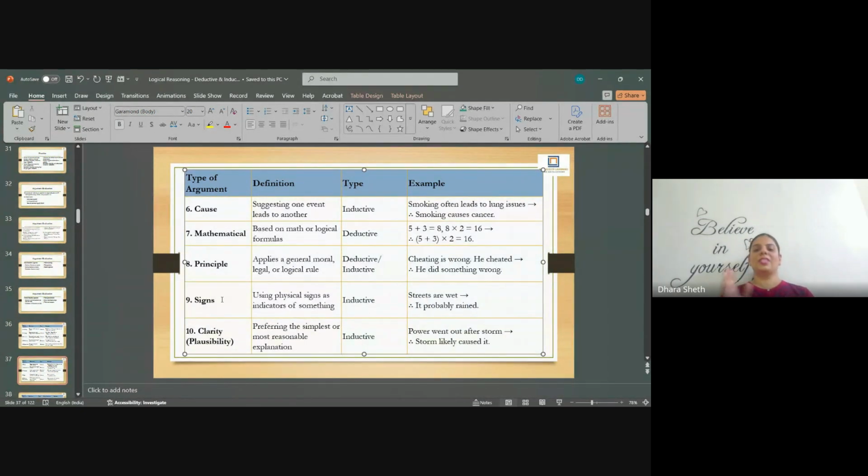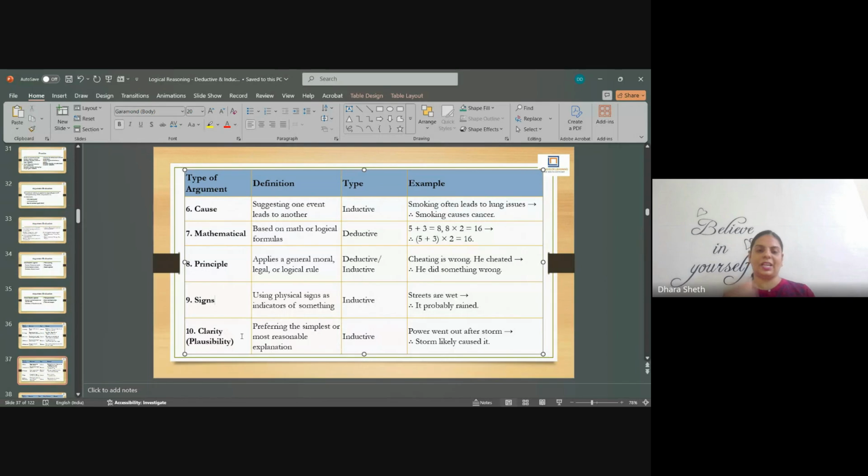Signs. Using physical signs as indicators of something. Now, physical does not mean our body, but rather things that we can touch and see. Streets are wet. Therefore, it probably rained. That way. Like when you see the streets are wet, it's a physical thing which you can see or feel or listen.